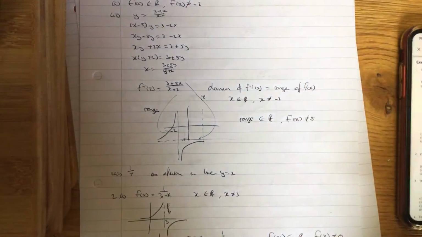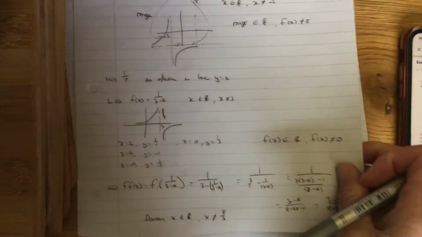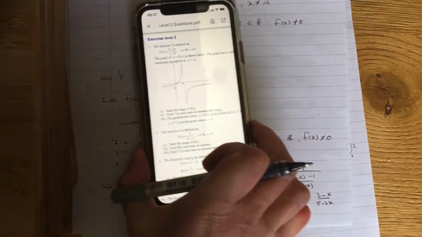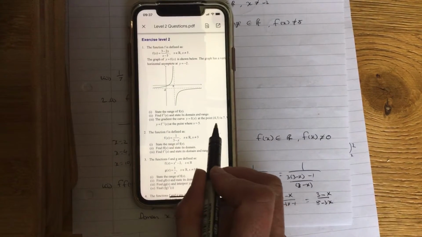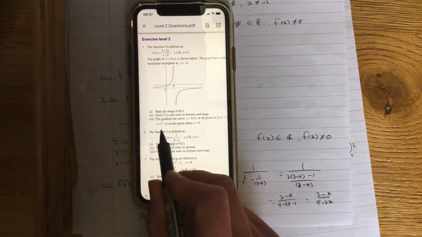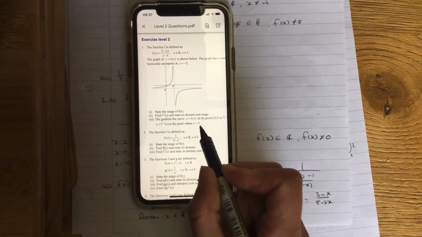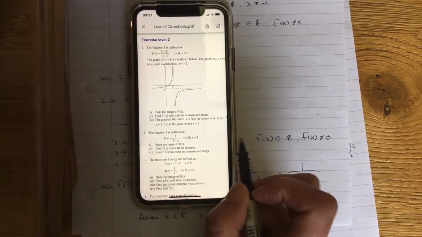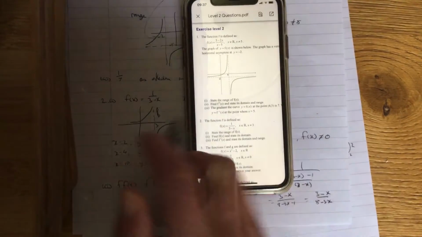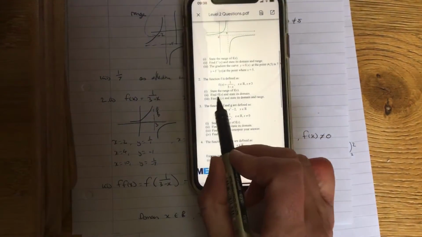Now, the next one we're going to look at is part 3. It's a bit of a tricky question here. It says the gradient is 7. The inverse is whenever you reflect in the line y equals x. So the y was 5, that's now the x is now 5, and the inverse is 1 over 7.